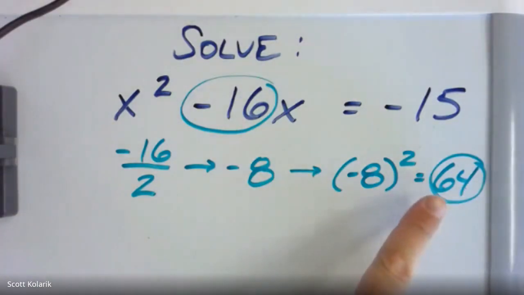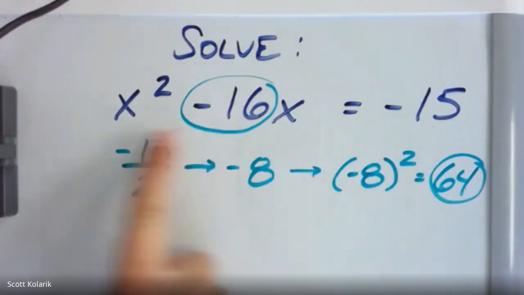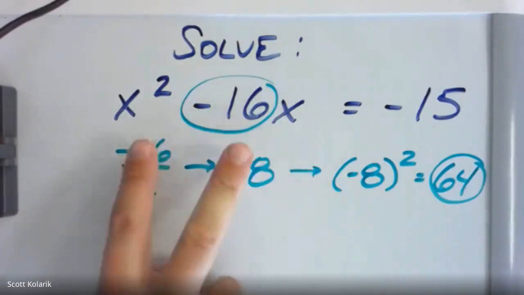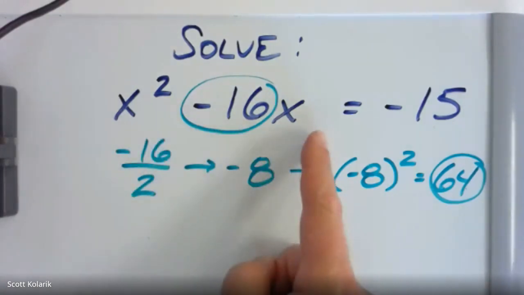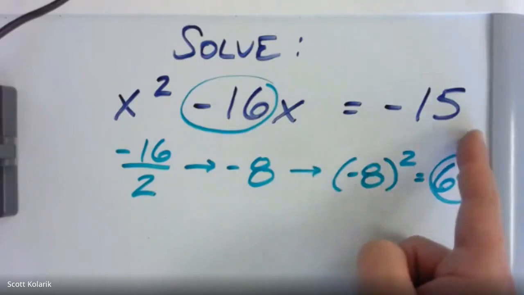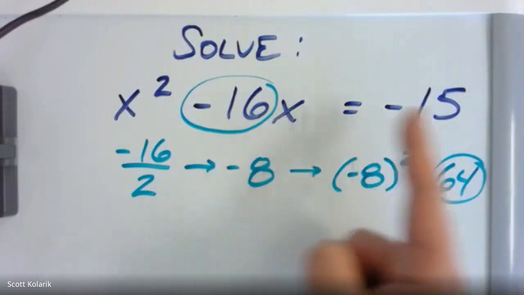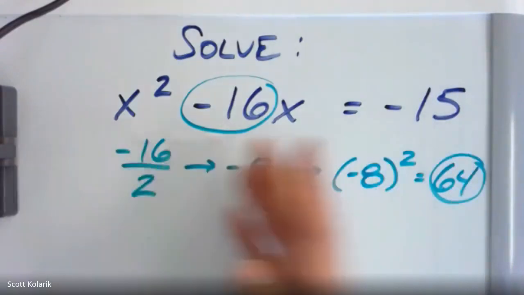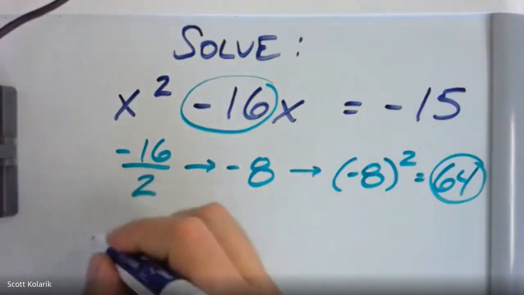This 64, this positive 64, tells me that's what I need to add at the back end of these two terms right here. If I add that 64 here, I will have created a perfect square trinomial. But again, just to reemphasize this, whatever I do to one side of the equation, I need to balance it on the other side as well. So if I'm going to add 64 here, I need to also add 64 here to make sure I remain in balance.